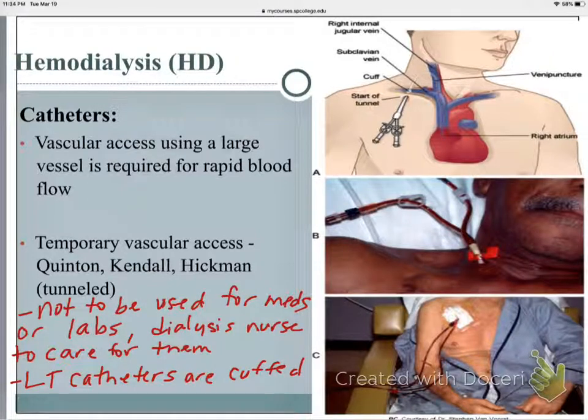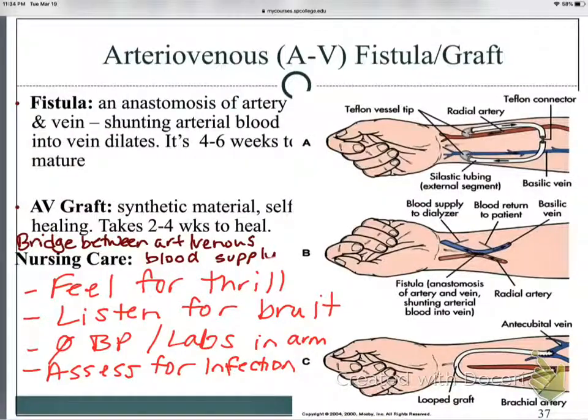The long-term catheters are cuffed. Okay, those are cuffed catheters. Here's just a picture for you. Next, we're going to discuss the grafts. So the different types of access are arteriovenous fistulas, AVFs, or arteriovenous grafts, AVGs, they call them. And then, of course, we talked about the temporary catheters.